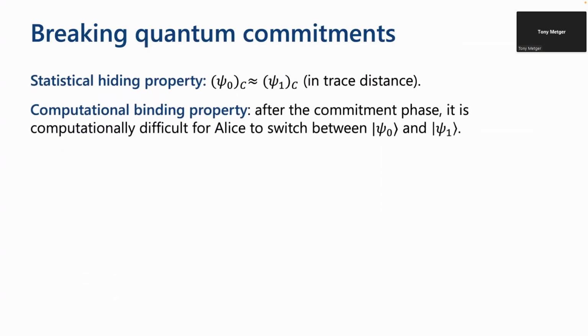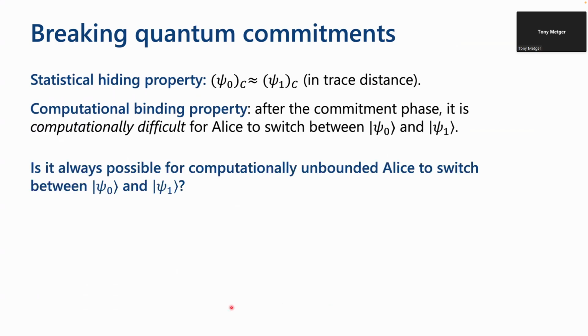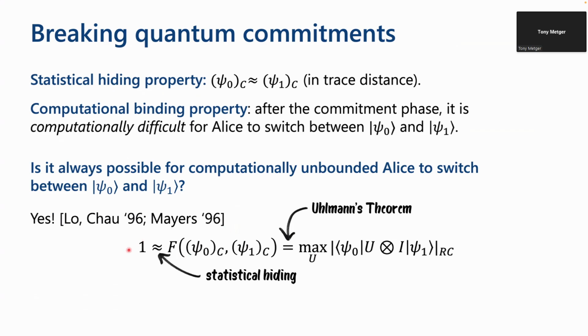Okay, how is this in Uhlmann? Well, firstly, this result you probably all know. Is it possible for an unbounded Alice to switch between psi0 and psi1? So in other words, is a computational assumption necessary? The answer is yes. Here's a proof. This is from '96, so you can still write papers about this complexity of proof.